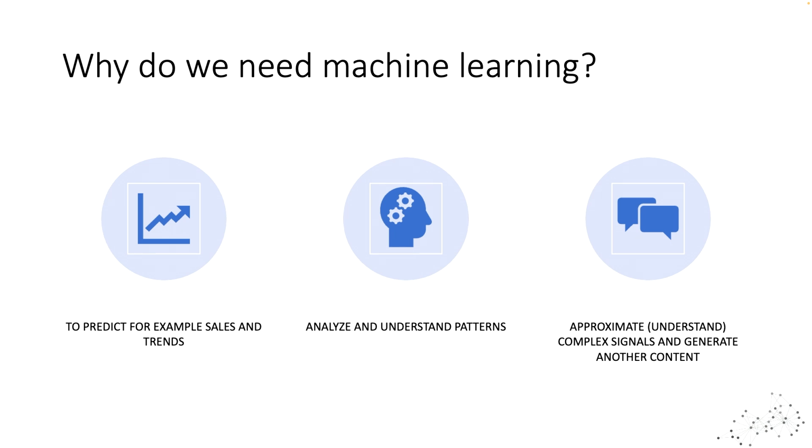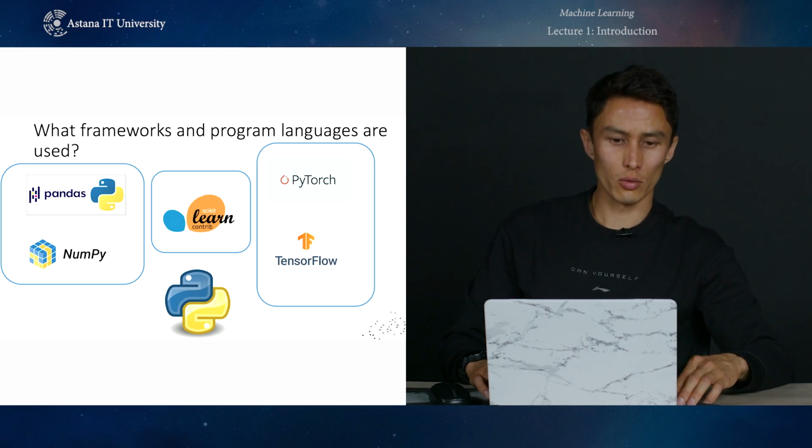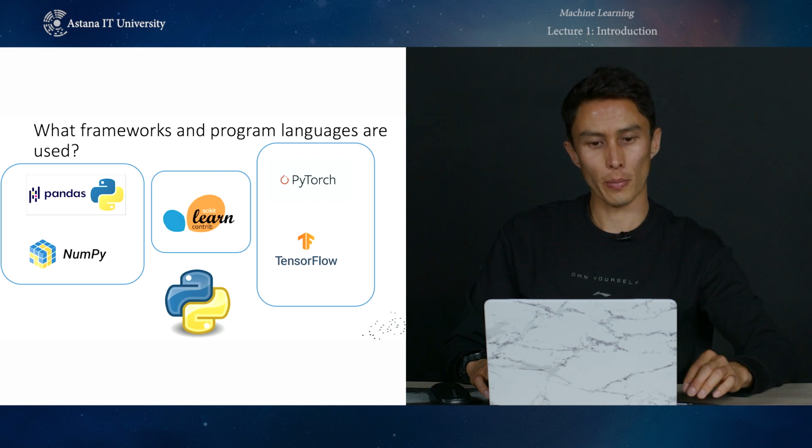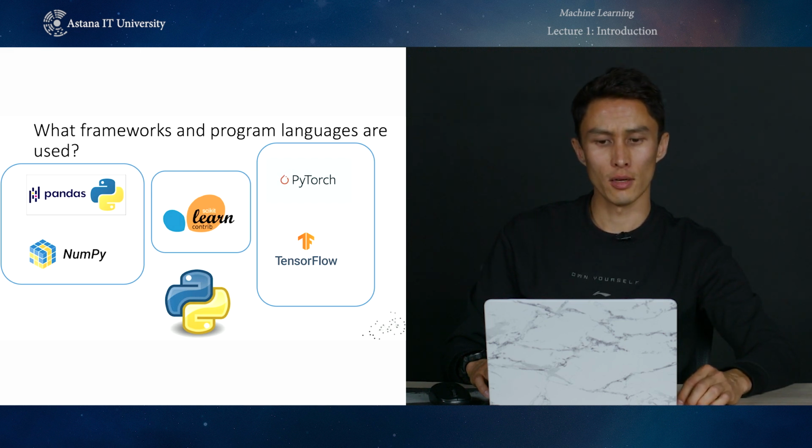It can also be applied in different areas. For example, self-driving cars, or predicting some cancers, recognizing cancers at an early stage. In all of these situations, machine learning algorithms are used. Now, let's talk about frameworks used in machine learning and the programming languages used.